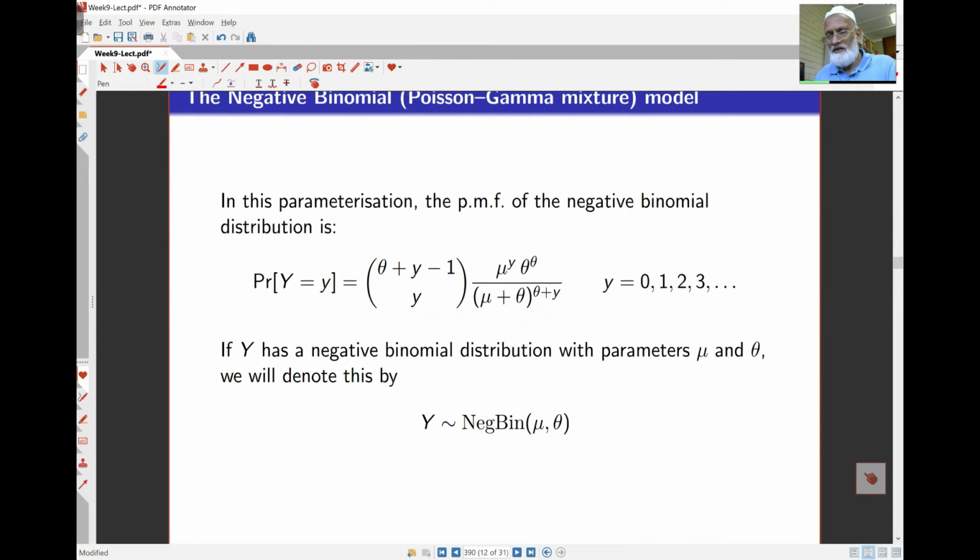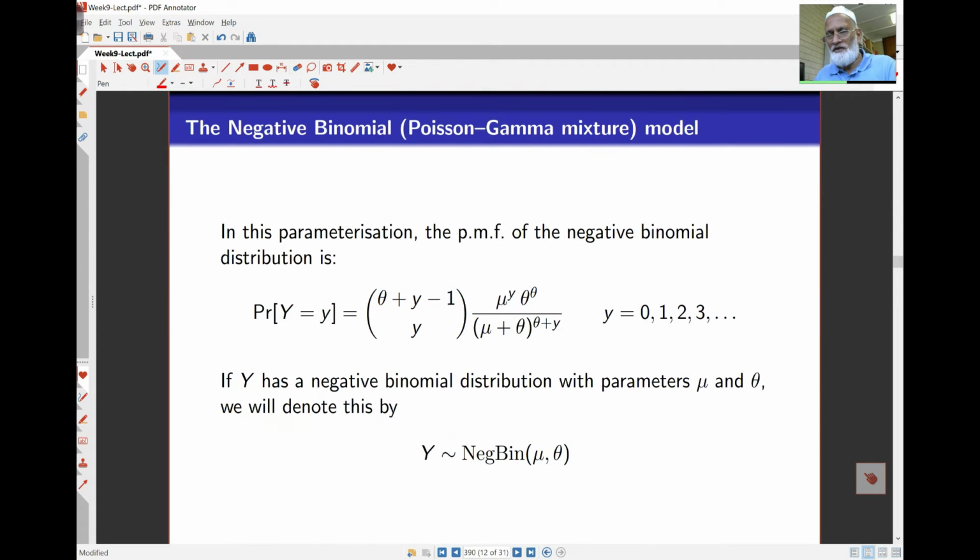So here's the probability mass function, not of great interest to us, but included for those who are interested in the more mathematical part of it. We write this as y is negative binomial with the two parameters mu and theta.